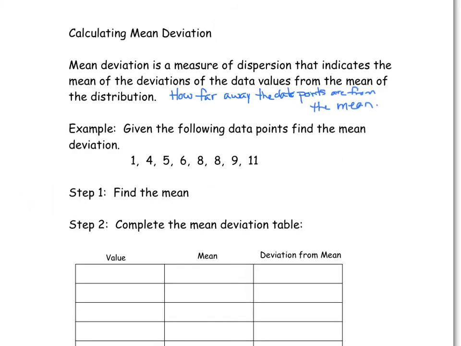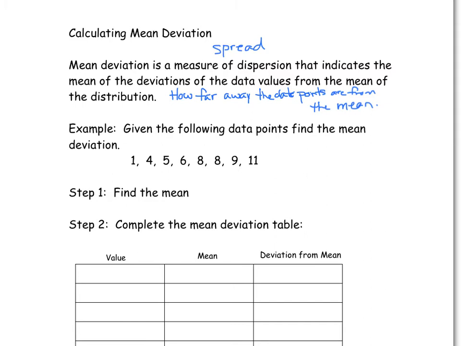Now we'll look at how to calculate the mean deviation of a set of data. The mean deviation is basically a measure of spread. It tells you how spread out the data is. And the way it tells you that is it tells you how far away the data points are from the mean. So it basically finds an average of how far away each number is from the mean.